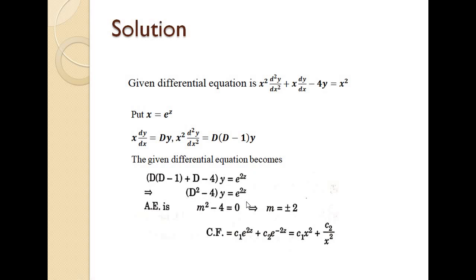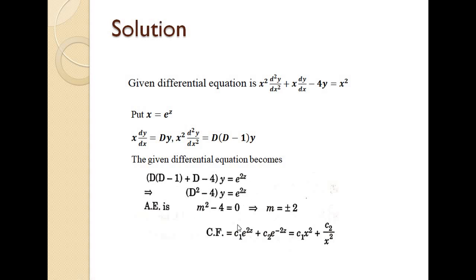Therefore this is the symbolic form of the constant coefficient equation. So the next step is to find the auxiliary equation. The auxiliary equation is writing D is equal to m and equating D square minus 4 to 0, that is m square minus 4 equal to 0, which implies m is equal to plus or minus 2. Here roots are real and distinct, therefore the complementary function is given by c1 e power 2z plus c2 e power minus 2z. So this is the complementary function for this linear differential equation with constant coefficients.